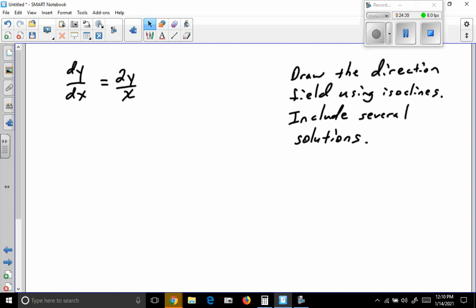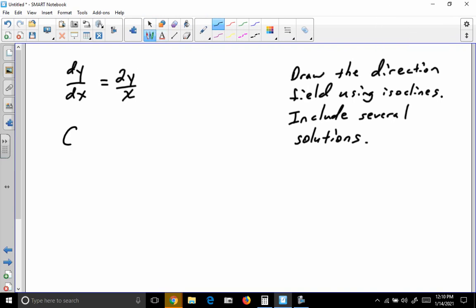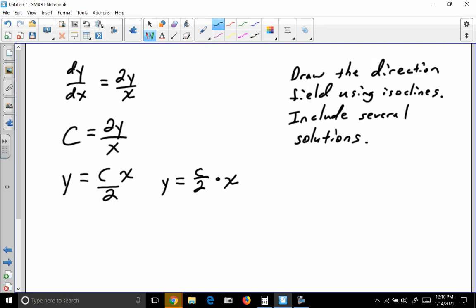There's one more where they ask us to do this. Let's see if we can go through this kind of quickly. We're going to replace our slope with C and solve this for y. So multiply by x, divide by 2. So y is C times x over 2, or we could spread that out a little bit and call that C over 2 times x. Which, if C is a constant, then this is a straight line. Our isocline is a straight line again.